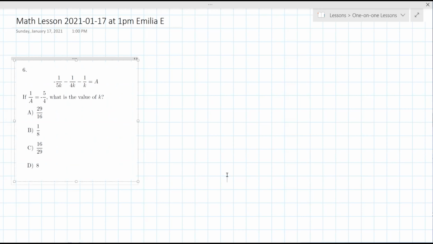That way. So I'm going to start here with number 6 from student exam 1. I believe that we have not looked at that one yet. All right, so if you can see my screen, you see that the question gives you an equation at the top and then some given information. They say if 1 over a equals minus 5 over 4, what is the value of k?